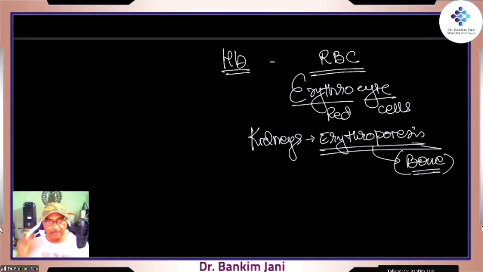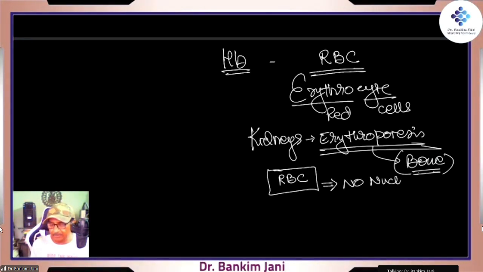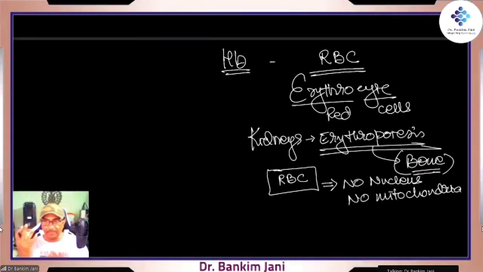And the specialty of the red blood cell is that there is no nucleus. There is no mitochondria. Second, RBCs, though they are carrying oxygen molecules, can't use it. They can't use it because there is no mitochondria. It is the mitochondria that uses the oxygen. Any other questions, we will take later.